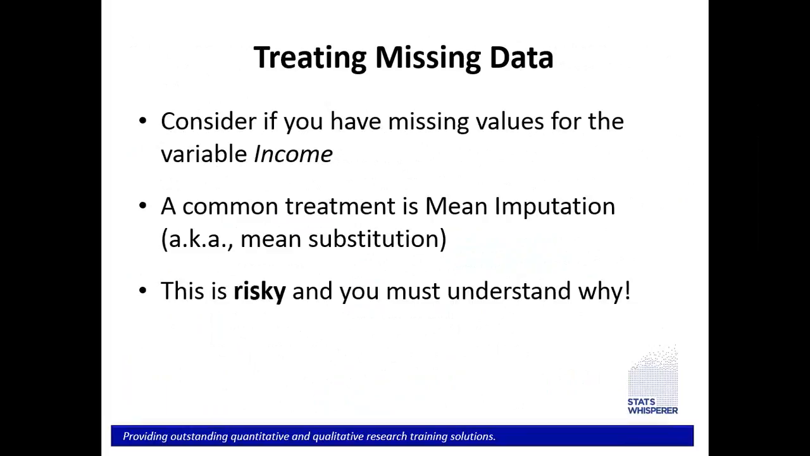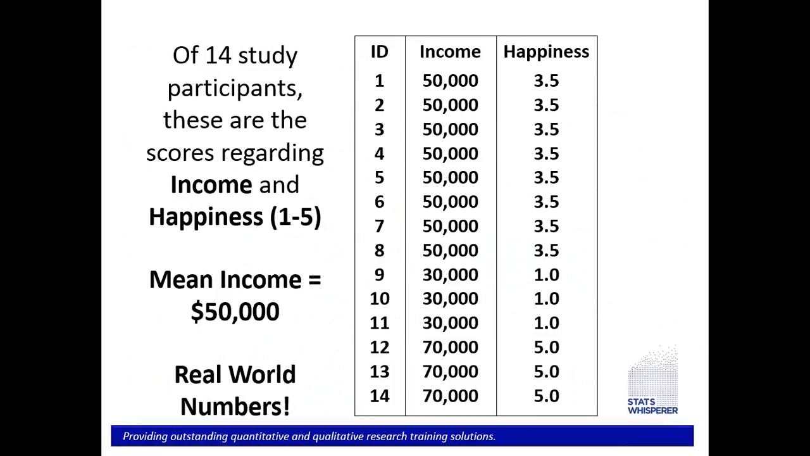Now, this is very risky, and it's really important to understand why. So say we have 14 study participants. Now, we're going to have two scenarios. Let's say these are their real incomes and these are their real happiness scores. Now, we're going to assume in a moment that we don't actually have all these values, right? So let's say that these are the actual scores, okay, for 14 people. Now, let's assess.